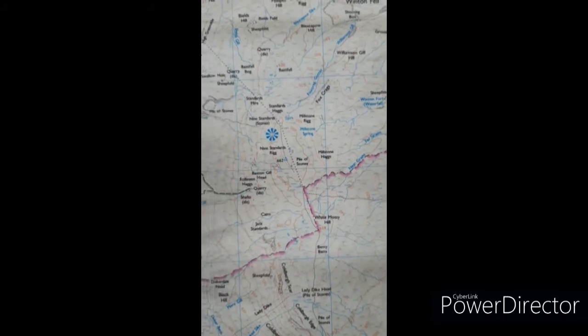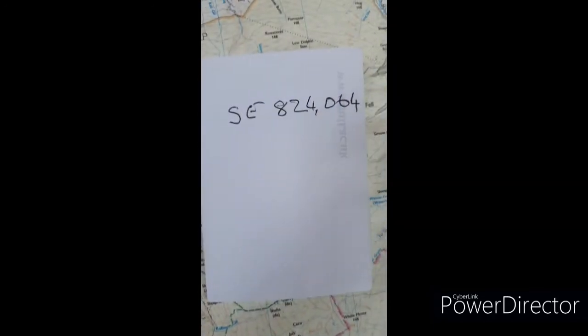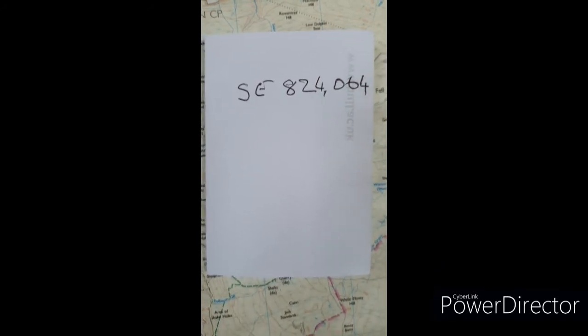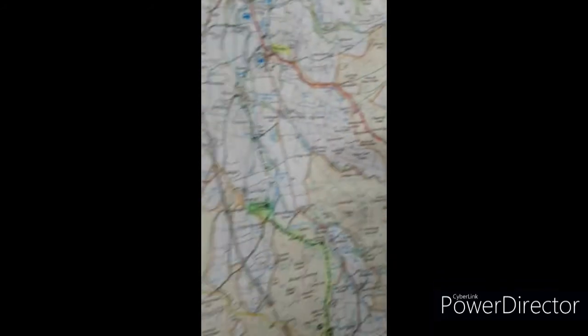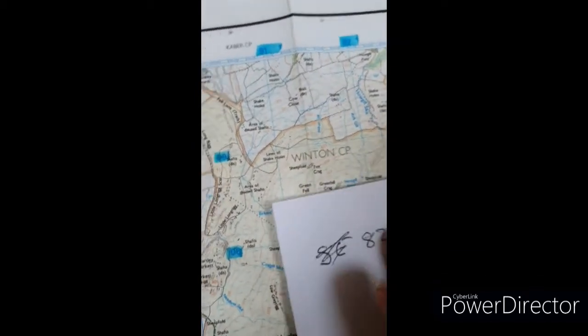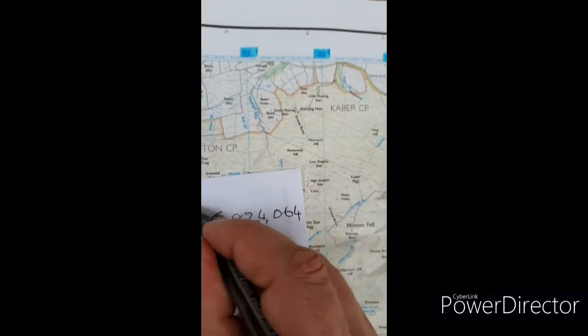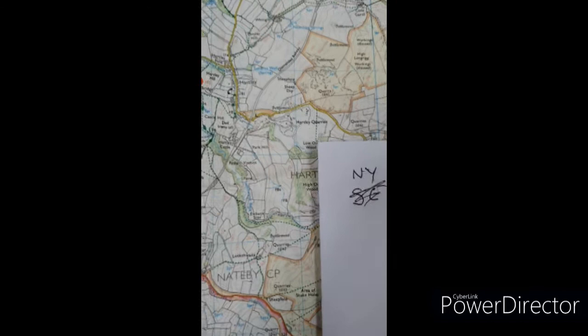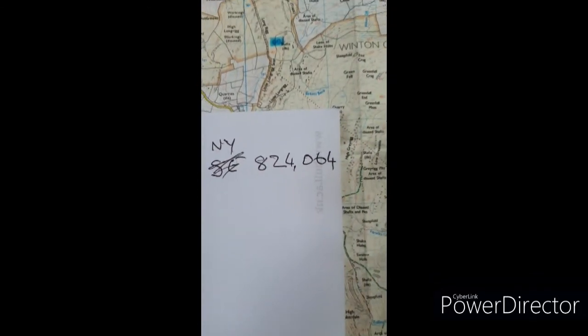So to put that into a GPS, obviously you need a prefix so it knows what map you're working on. Did I do that wrong? I did. So the SE is wrong. It's actually November Yankee because we're on the northern part of the map. So apologies for that.